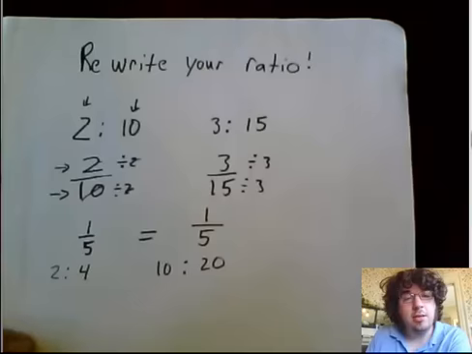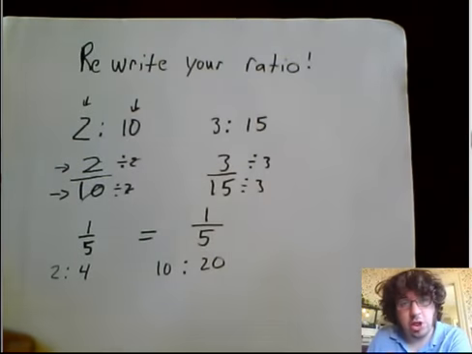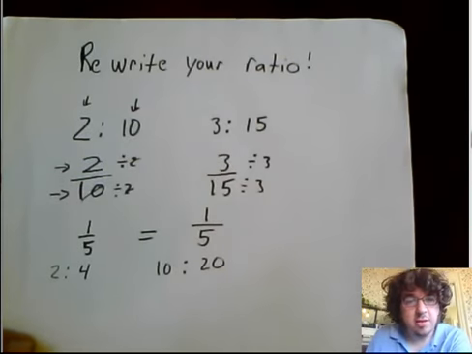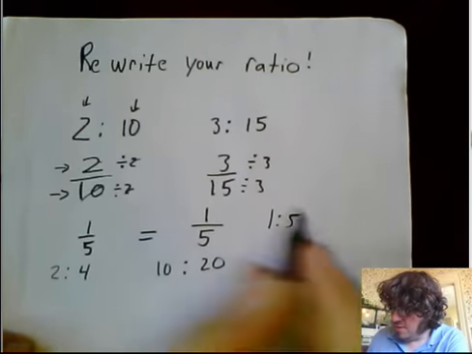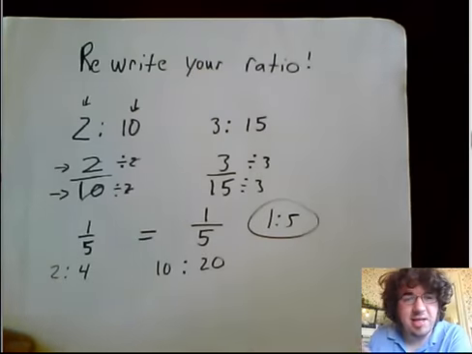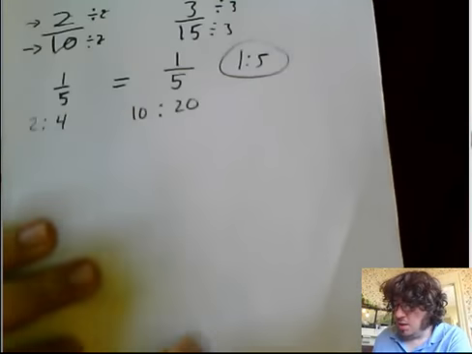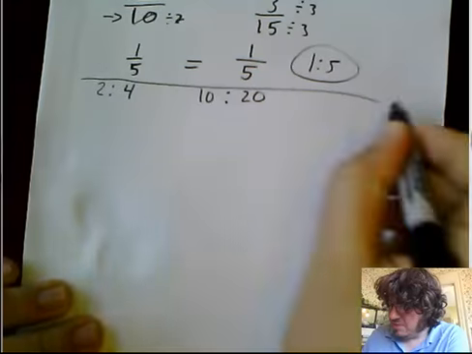And now you can go back and put these into ratio form with the colon and say 1 to 5 like this. It doesn't matter. It's all the same. Again, let's go down to example 2 here.